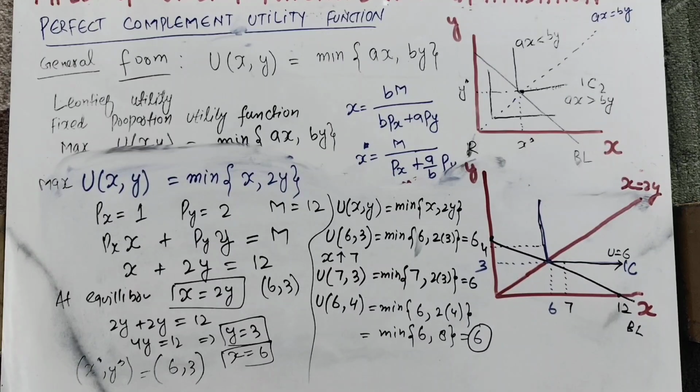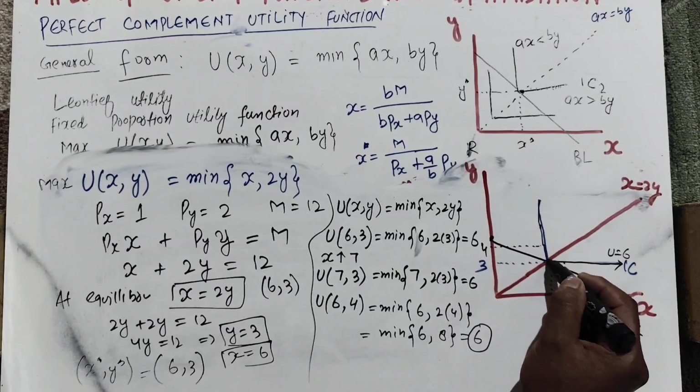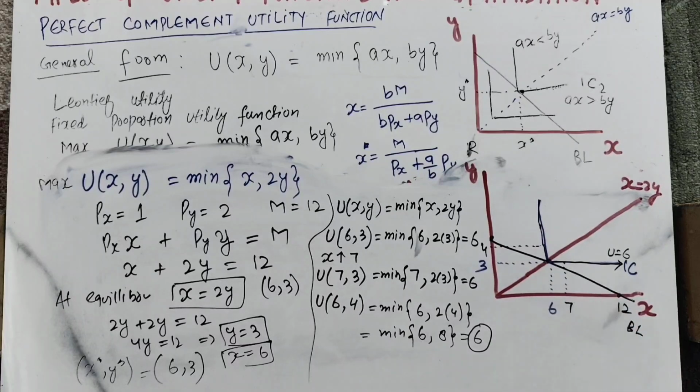So consumer will always choose to consume at this kink point. Okay, that's why we are calling it a fixed proportion utility function, where a consumer consumes goods in a fixed proportion. We also call this Leontief utility function. So that's it.